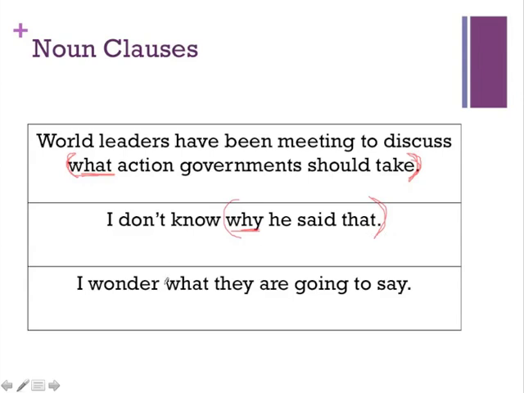Same thing in the final example here. The word what begins the idea, and in this case it continues all the way to the end of the sentence. So in these situations, these particular clauses are serving a similar function to a noun. So again, in the second example, I don't know something. Well, the something is why he said that. In the third example, it means I wonder something. And that example would be, I wonder what they're going to say.